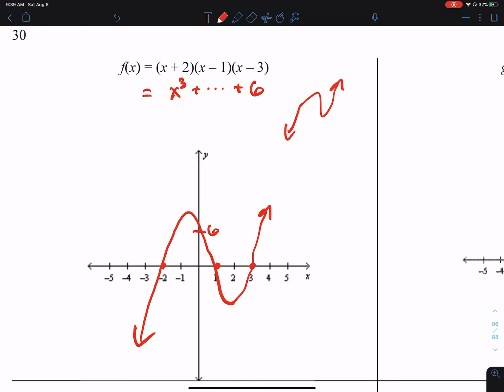Make sure we're not changing concavity at any of the x-intercepts. We have no idea how high this goes. We have no idea how low this goes. We do know it crosses here at 6. Done.